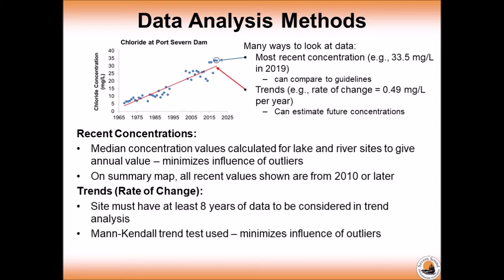In terms of rate of change or the trends, sites that were included in this analysis had to have at least 8 years worth of data to be considered in the trend analysis. And we used a type of statistical test called a Mann-Kendall trend test. And again, this minimizes the influence of outliers.